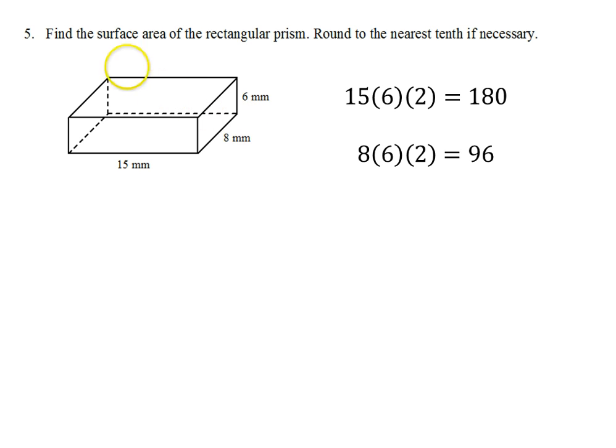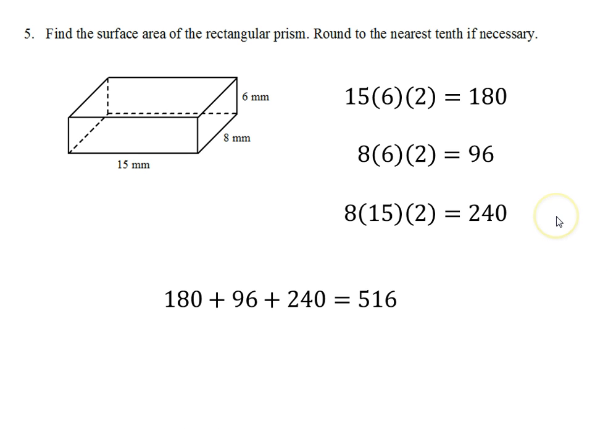And then I need 2 more, the top rectangle and the bottom rectangle, which are going to be the same, 8 by 15. So we're going to do 15 by 8 multiplied by 2, because there are 2 of them, which is 240. Now we have the area of all 6 faces, and we're just going to add them all together: 180 plus 96 plus 240, which is 516, the surface area of this rectangular prism. So 516 millimeters squared, technically.